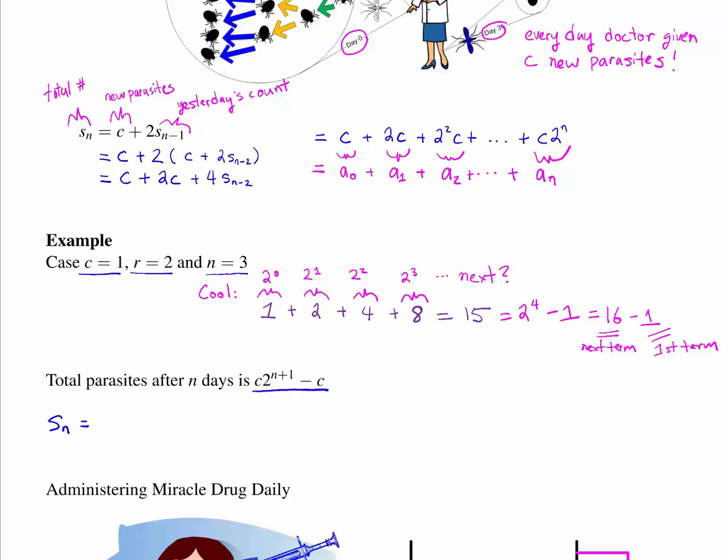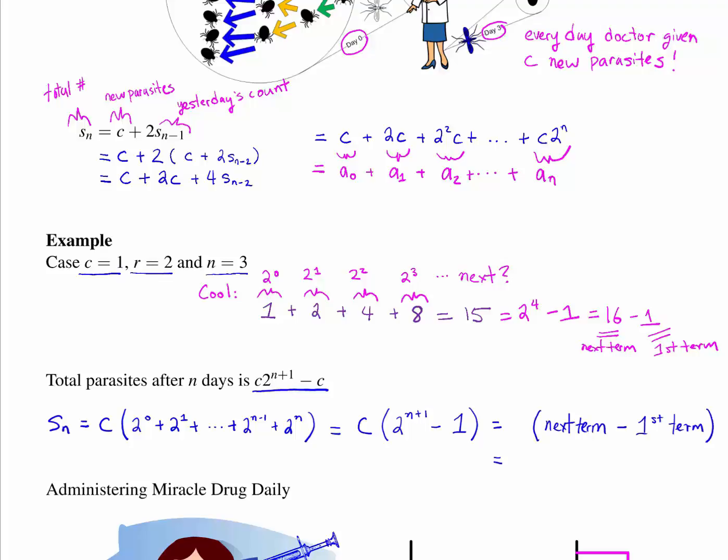i.e., Sn, which is equal to c times (2 to the 0 plus 2 to the 1 plus ... 2 to the n minus 1 plus 2 to the n), is equal to c times (2 to the n plus 1 minus 1). And once again, that's the next term, a_(n+1), minus the first one, which is a0.